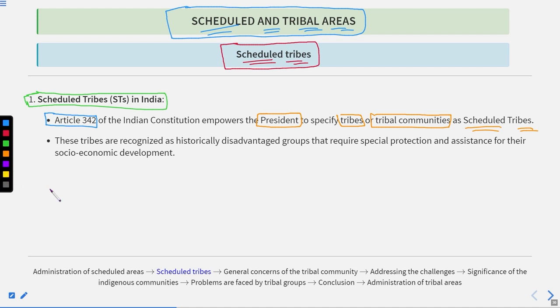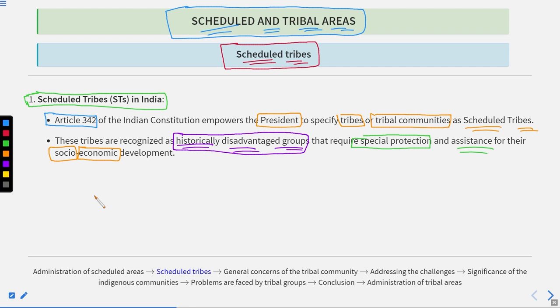And we had discussed that the word scheduled in itself carries a special attention. The tribes that are recognized or declared as scheduled tribes by the President of India are generally the historically disadvantaged groups. These require special protection and assistance so that their socio-economic development could be ensured, because in these two fields, these tribes were neglected a lot. This is what we had discussed in the previous lecture.